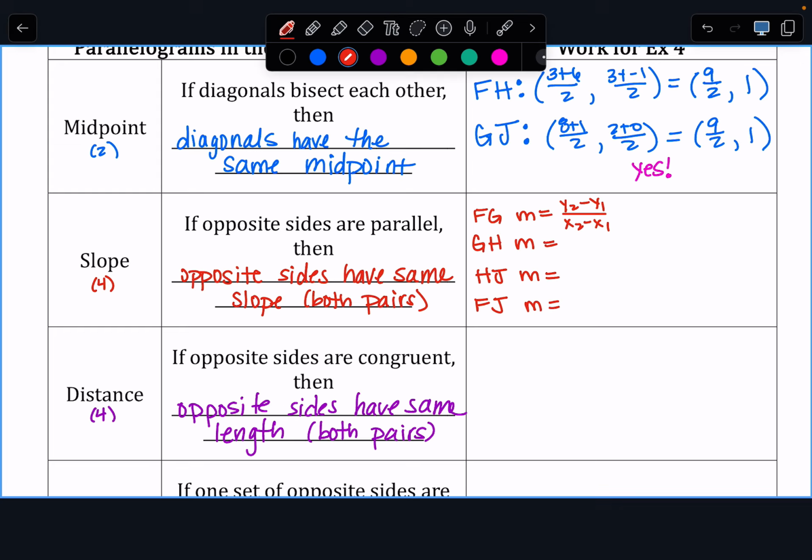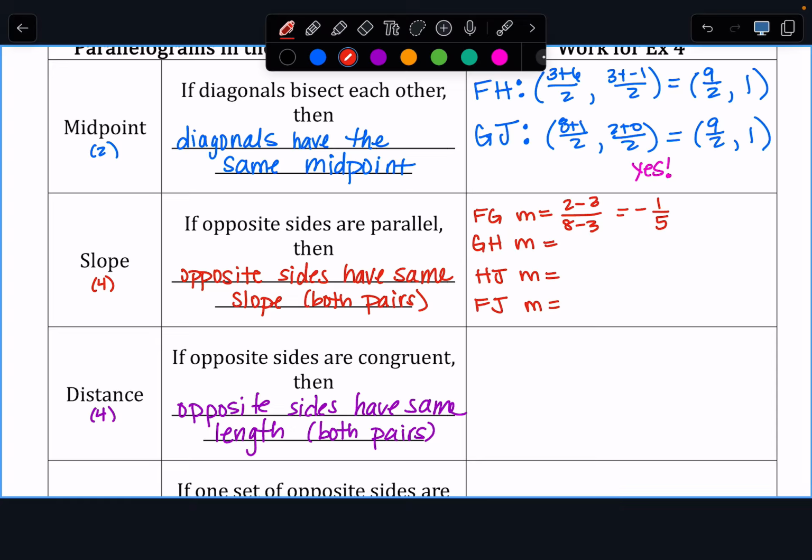So what are you guys getting? It doesn't matter. It's the same thing. Okay, blue table, what are you getting for FG? Okay. So, oh, I did not do it right. You should be taking 2 minus 3 over 8 minus 3. There we go. Okay. Now, who is this guy going to be parallel to?